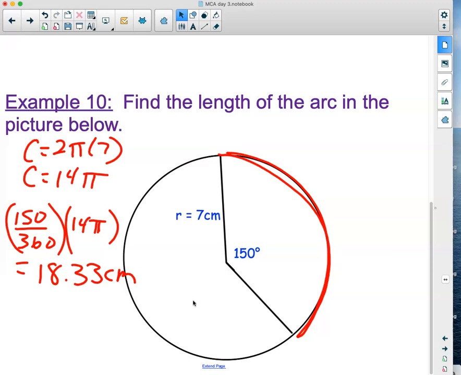So, is this intended to be a tough problem on the MCAs, do you suppose? No, but it's just something we have to make sure we've done before we take it so that you don't look at it and go, okay, I've forgotten all about my circles. I just can't help you out here.